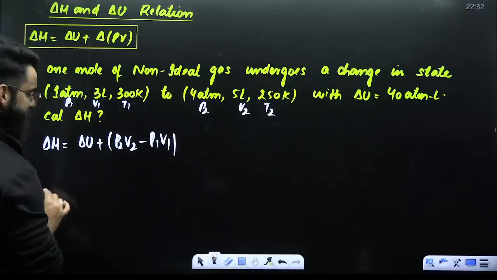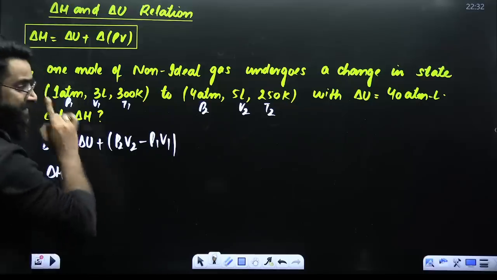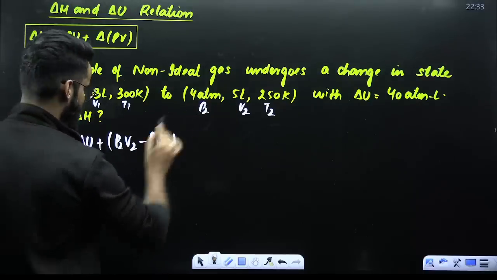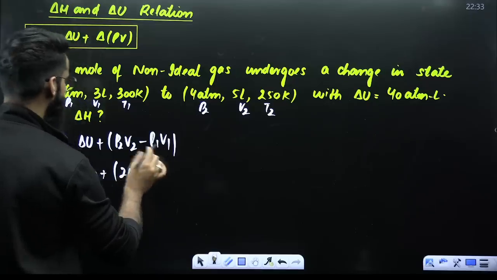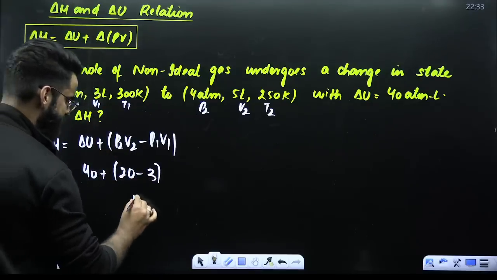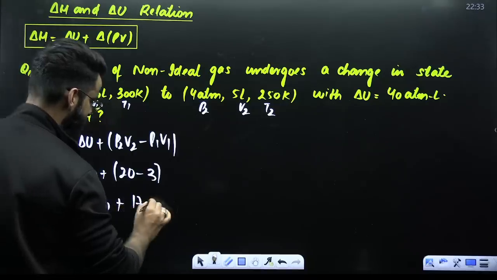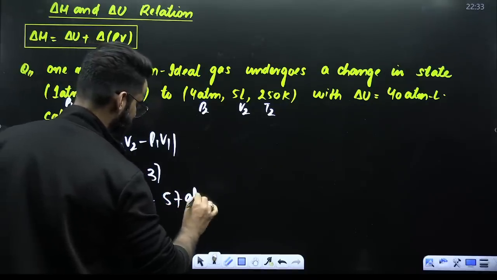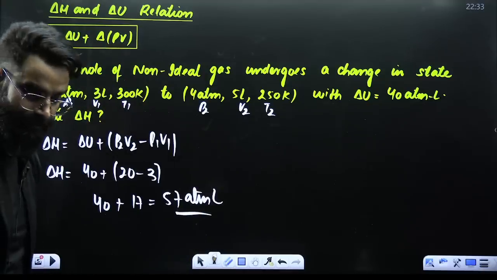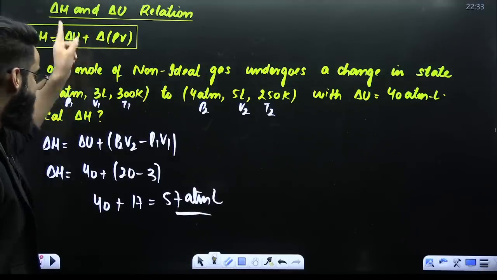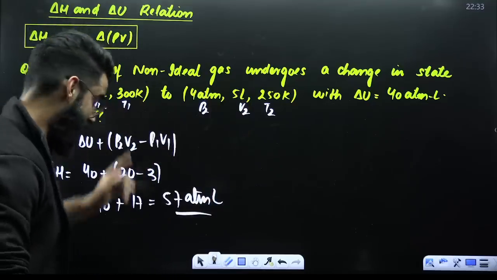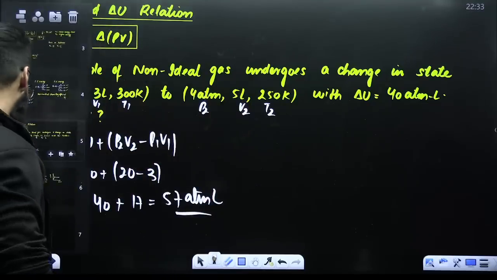So, my dear students, you are supposed to calculate delta H. Delta H is nothing but delta U. Delta U is 40 atm liter plus P2 multiplied by V2, 5 4s are 20, minus P1 multiplied by V1, 3 1s are 3. 20 minus 3 is nothing but 17. So 40 plus 17 makes it 57 atm liter. Right? So this is the value of delta H which you were supposed to calculate. Perfect. Just remember this particular result. Accordingly, you can use this result if all the parameters were changing. Right? This is again a short question which I wanted to give you.